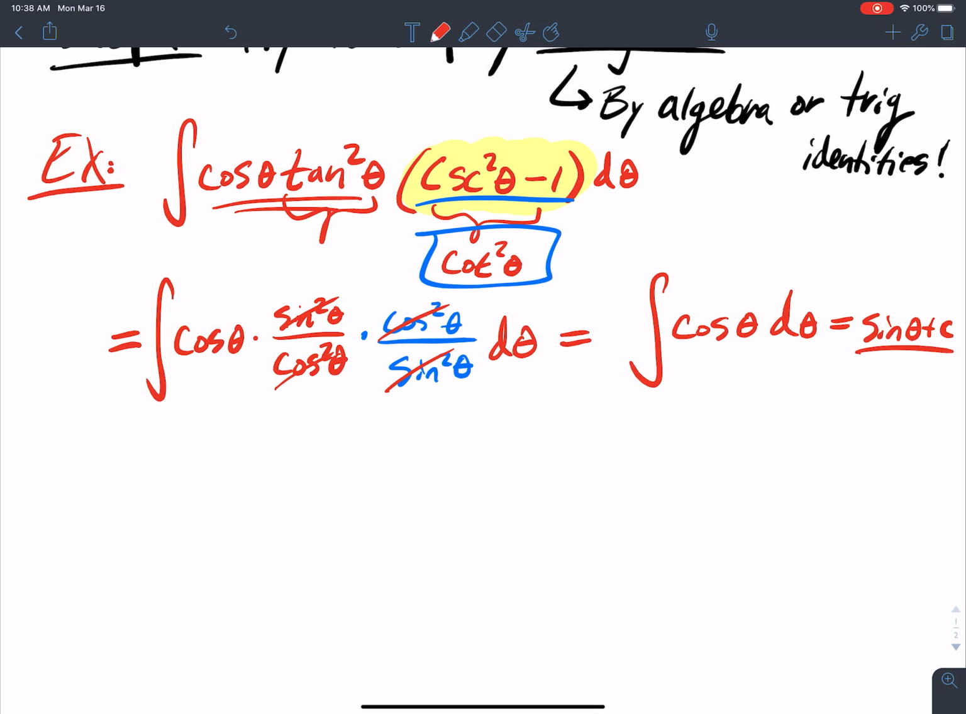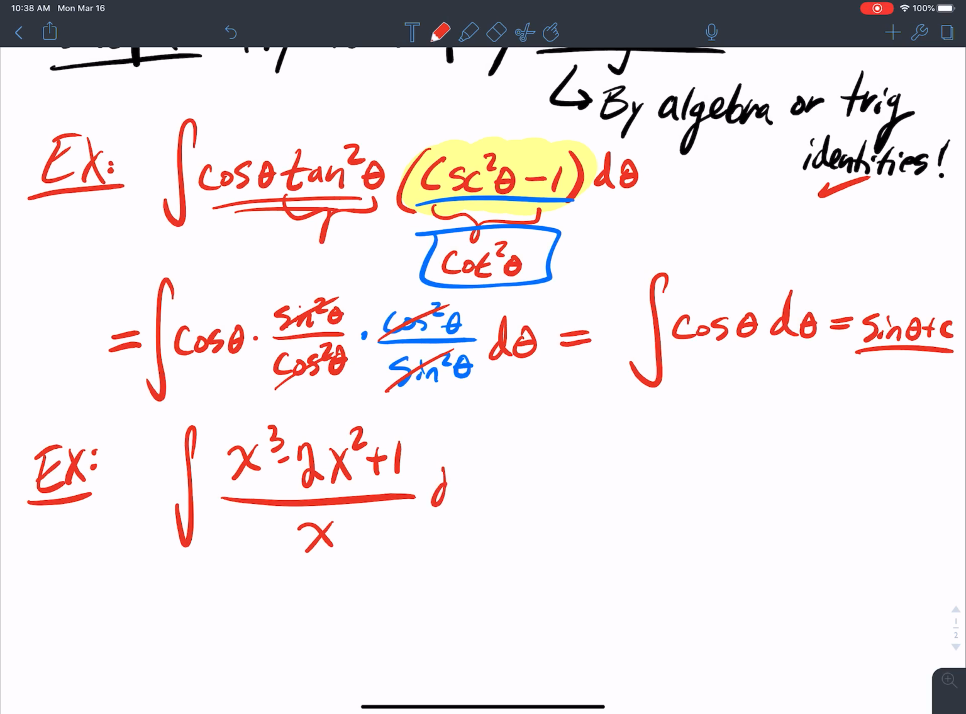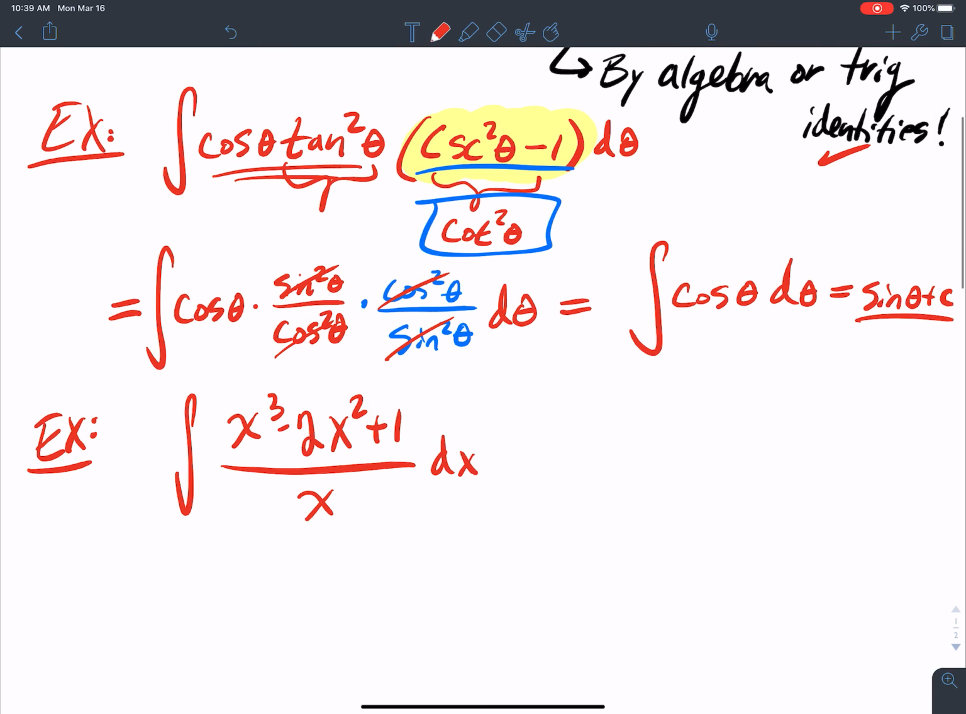Okay, try another one. We did one with trig identities. Now let's do one where it takes some algebra skills. Okay. So we've got a polynomial divided by a polynomial. That's a rational function. The top degree is higher than the bottom degree. Anytime that we see something like this, you should think, okay, maybe long division will help us out here.